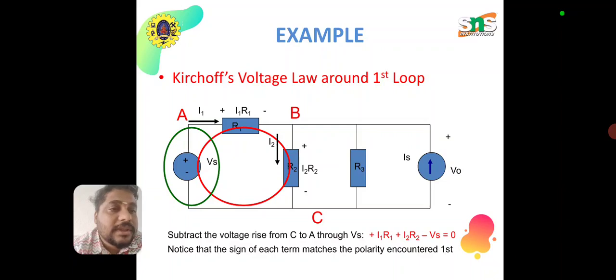So this equation we can also express as I1 R1 plus I2 R2 equal to Vs. The voltage source Vs is always equal to the sum of I1 R1 plus I2 R2. So this is the basic representation.